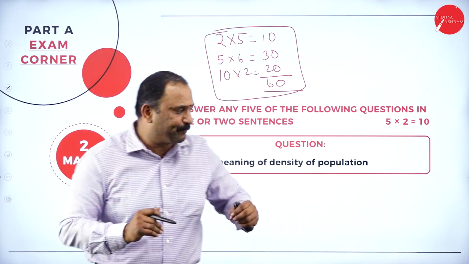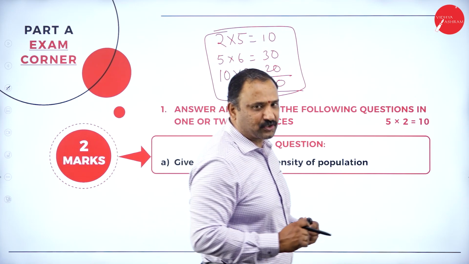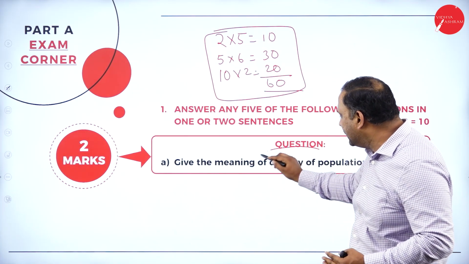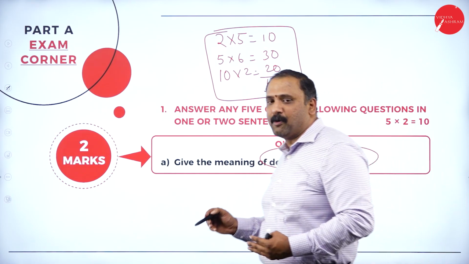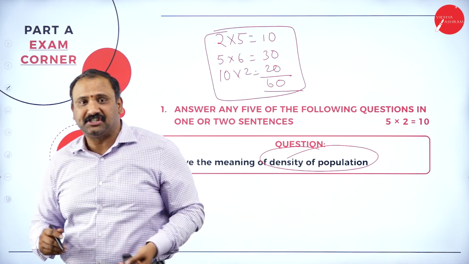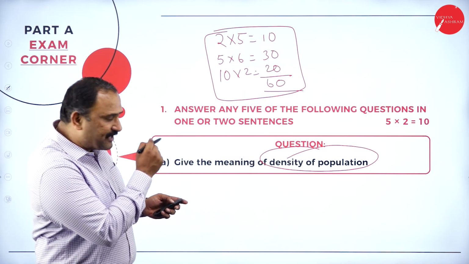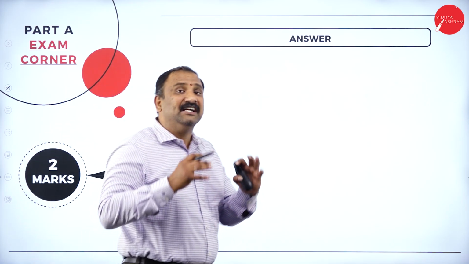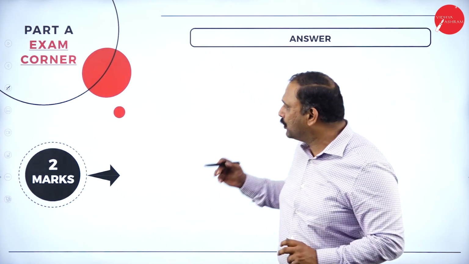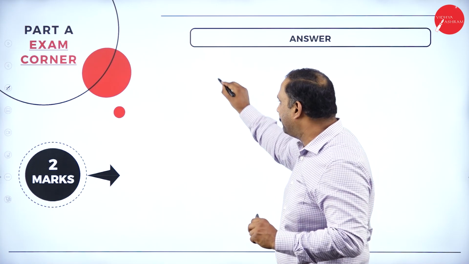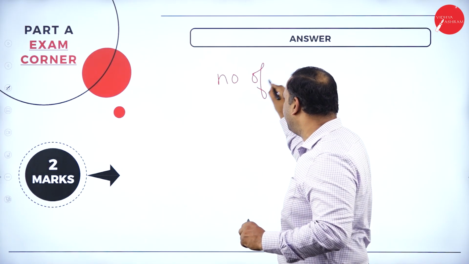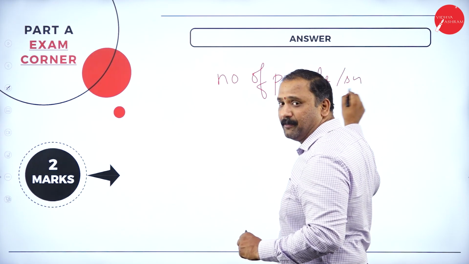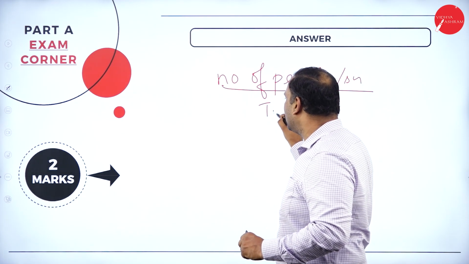So let me start with part A, where I'm going to start with the first question to you. The first question that was given here is, give the meaning of density of population. Now please understand the question very clearly. They have asked you density of population. So what would be the answer? Density of population would be number of people. So first thing is number of people per square centimeter. That is what we are going to talk about, divided by the total area.